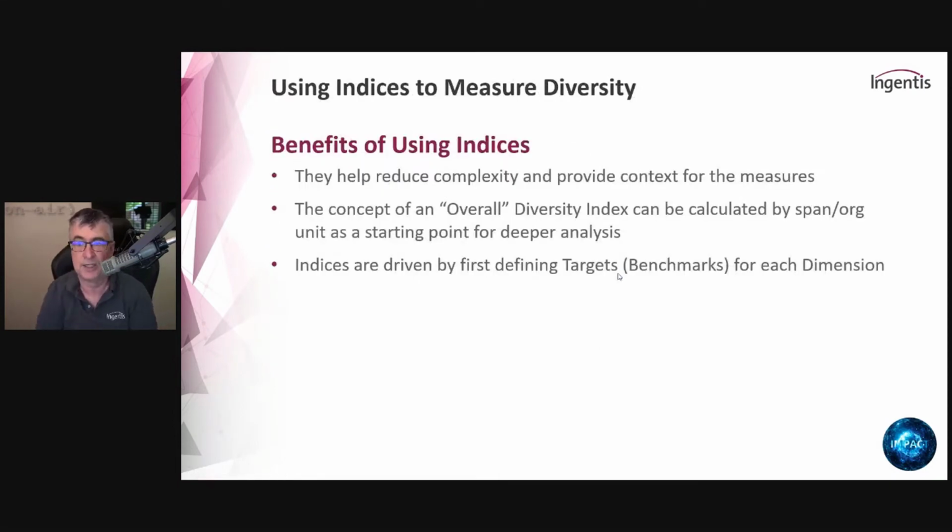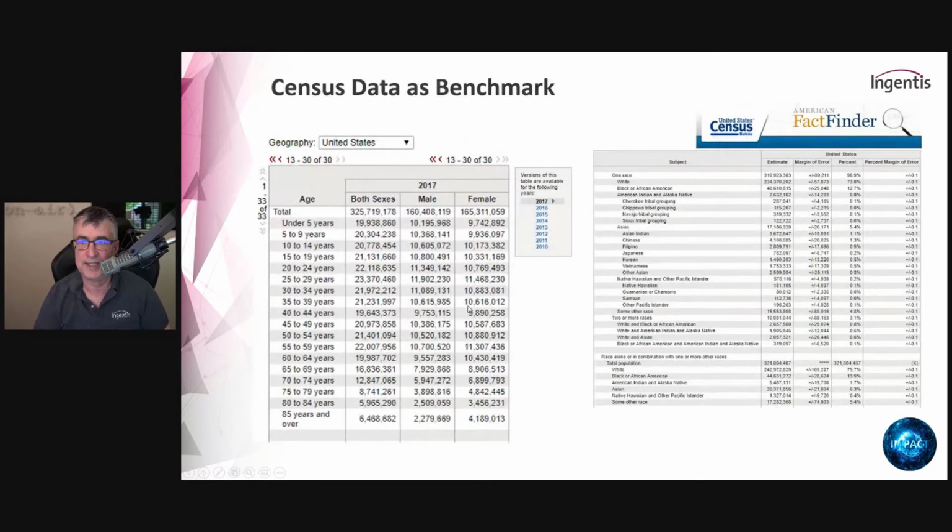We're going to introduce the concept of using index scores for your D&I. So instead of just looking at the makeup of your organization in terms of diversity, we also need to really put it in the context of what our goals or benchmarks are going to be. So we're going to be using indices to drive overall scores or measurements when it comes to D&I.